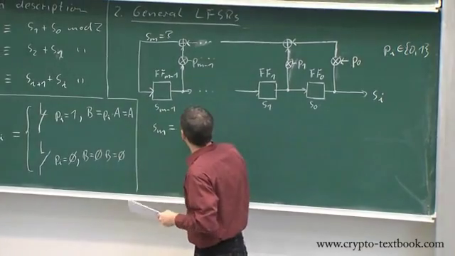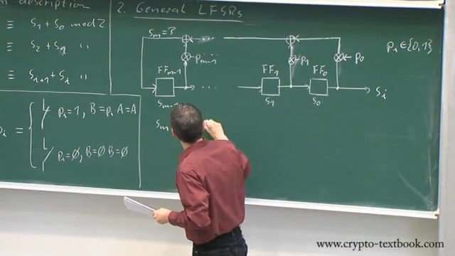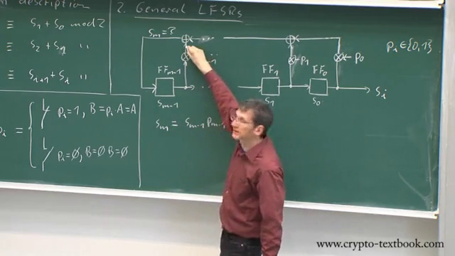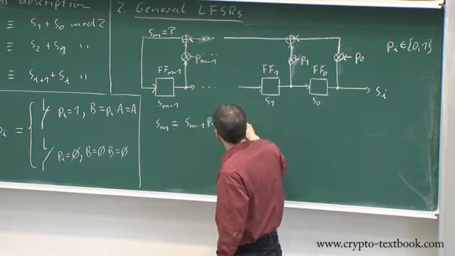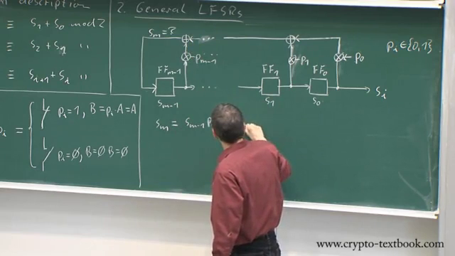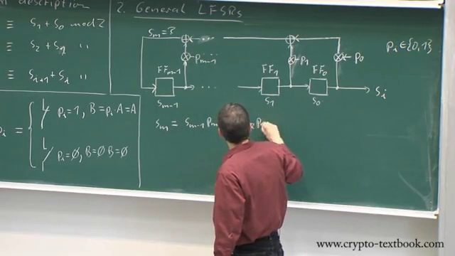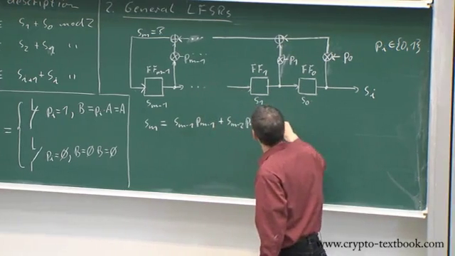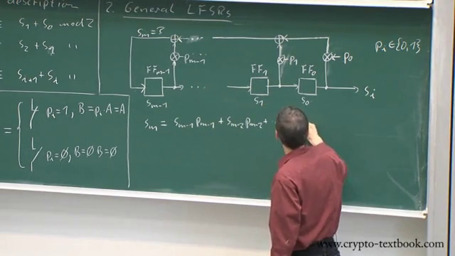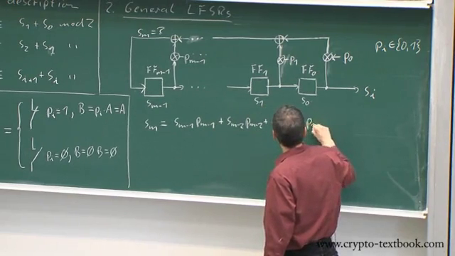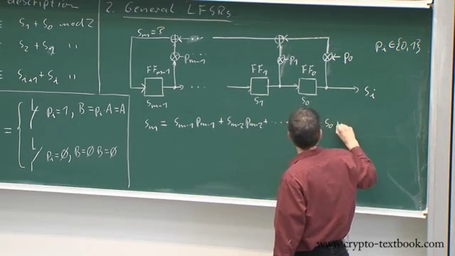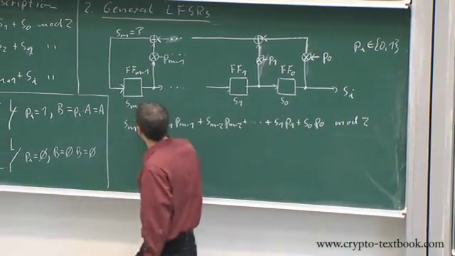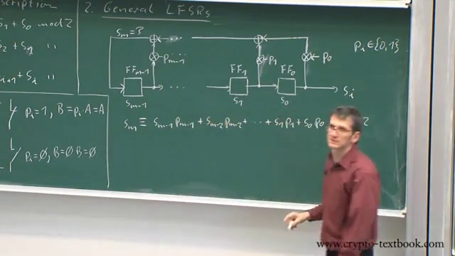This is, which is this value XORed Sm-2 Pm-2, which you don't see here, and so forth. And at the end, we have S1P1 plus S0P0, and again, everything is modulo 2. And that should be 3 bars here.